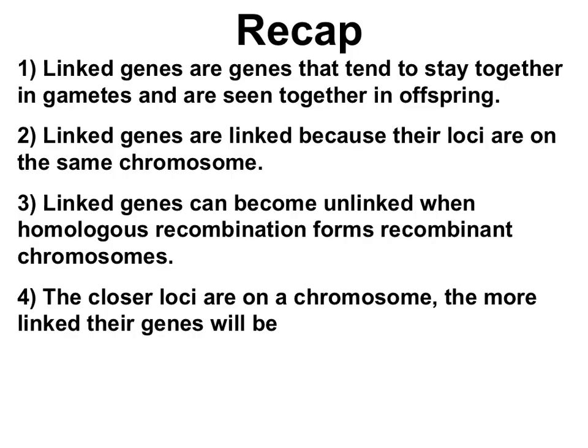That's kind of crazy. All right, so what did we learn in this video? Let's recap. We learned about linked genes. Linked genes are genes that tend to stay together in gametes and are seen together as traits in the offspring. The reason why linked genes happen is because their loci are on the same chromosome. But linked genes can become unlinked during crossing over in prophase 1 of meiosis, when crossing over forms recombinant chromosomes. Finally, linked genes are not only on the same chromosome, but how close they are together determines how linked the genes are. The closer the loci on a chromosome, the more linked the genes will be.